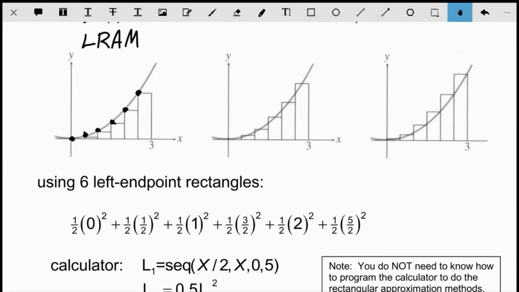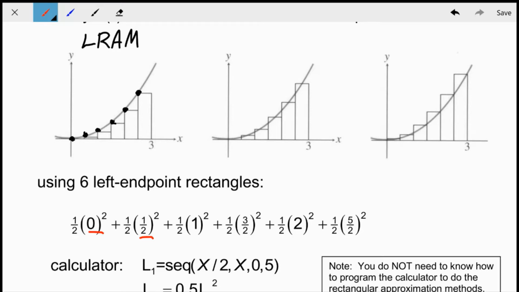So think about the base of each one of these rectangles. The base would just be the width of the subinterval. It's 1/2 of a unit, and the height is going to be the function value at each one of those left endpoints. So you can see the left endpoint between 0 and 1/2 is at 0. So I plug 0 into the velocity function, and 0 squared is 0. Here I've got the left endpoint when I'm on the interval from 1/2 to 1. 1/2 squared would be the height.